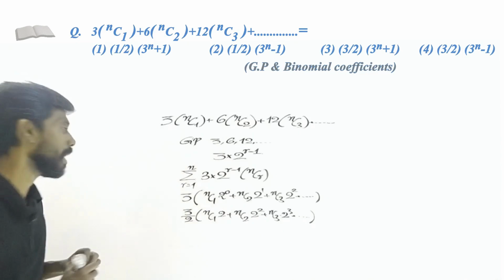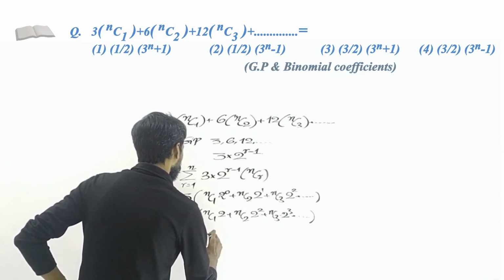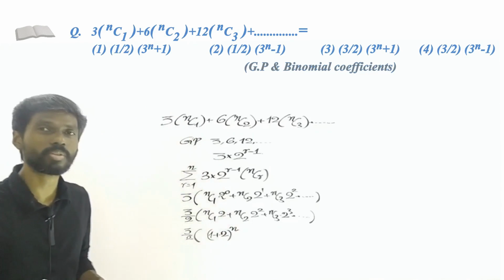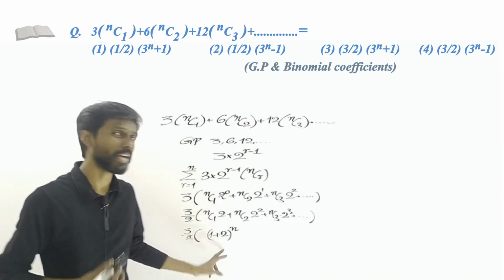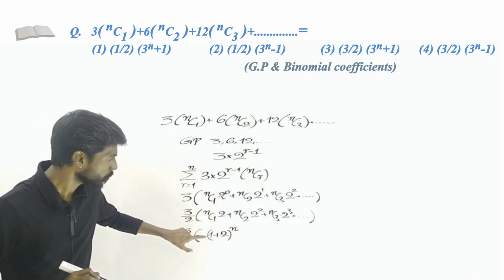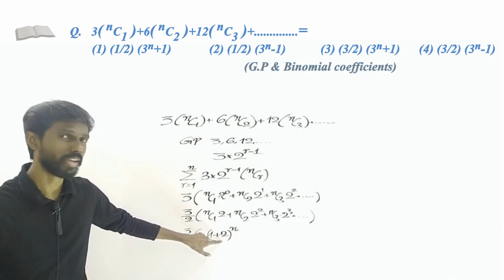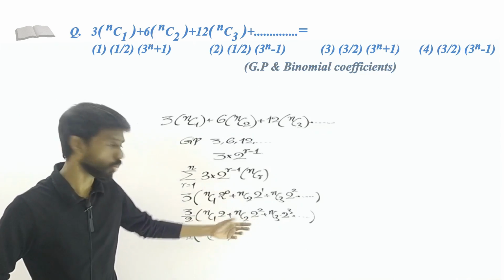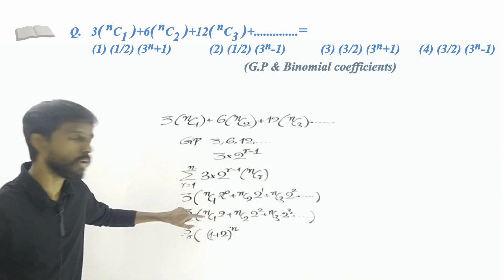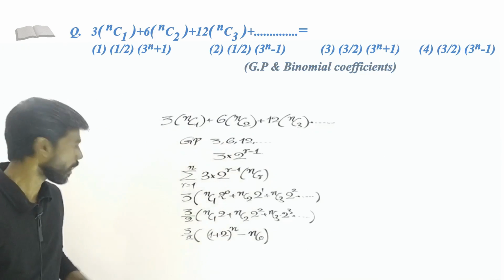This is the binomial expansion of 3 by 2 multiplied by 1 plus 2 to the power n. What is the formula? It is like 1 plus x to the power n, but x is 2 here. The first term is NC0, that term is missing. So first term is NC0, next term is NC1 2, NC2 2 square, NC3 2 cube. That is simply the expansion of 1 plus 2 to the power n, but the first term NC0 is missing, so you have to add and subtract it. So minus NC0. That's all.